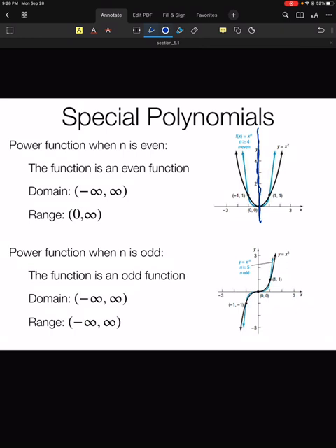The domain of that function is always going to be negative infinity to infinity, and the range of the function will always be from 0 to infinity, so it'll always be positive. Of course, when n is odd, when the exponent is odd, we have slightly different consequences. The function itself is then an odd function.